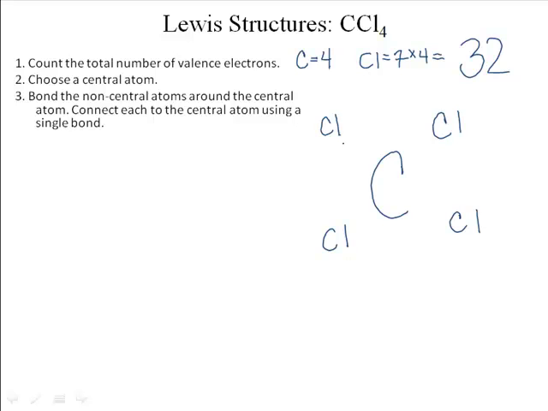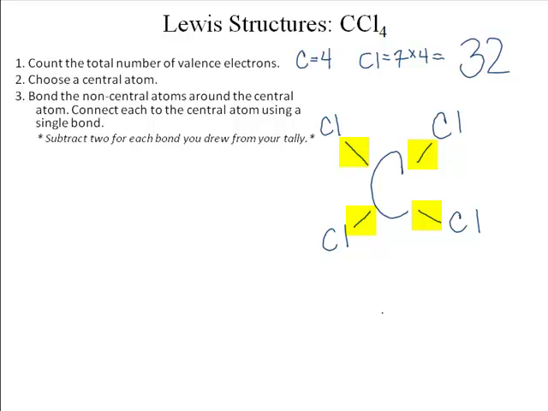Now I'm going to connect each of those chlorine atoms to the central carbon using a single bond. Remember that a single bond is just a simple line, and that line represents 2 electrons. Here's where we have to make our first adjustment to our tally. Each line that I just drew represents 2 shared electrons. So I no longer have 32 electrons that I can put wherever I need in this molecule. I've used some of those up. I've just drawn 4 lines, and each line represents 2 electrons.